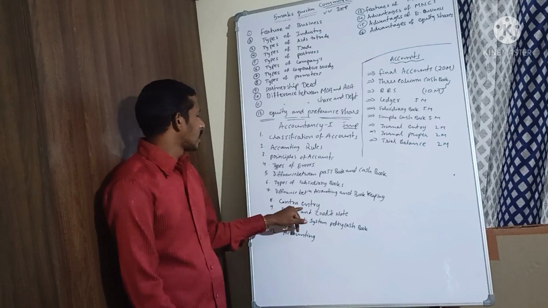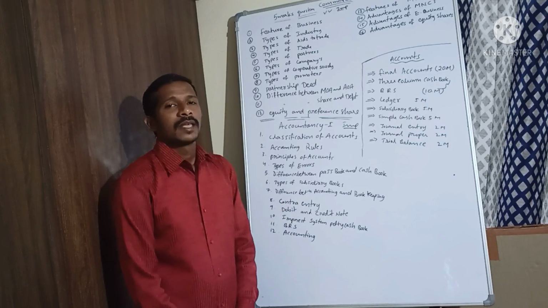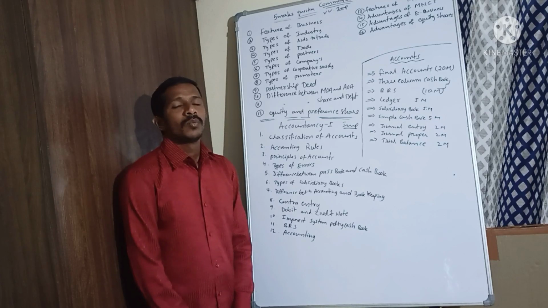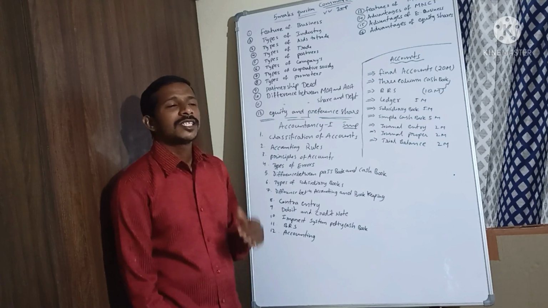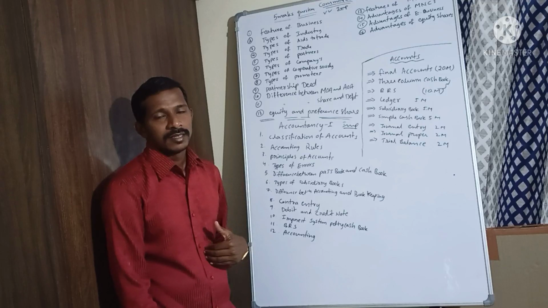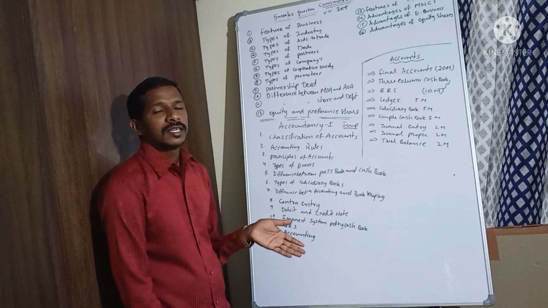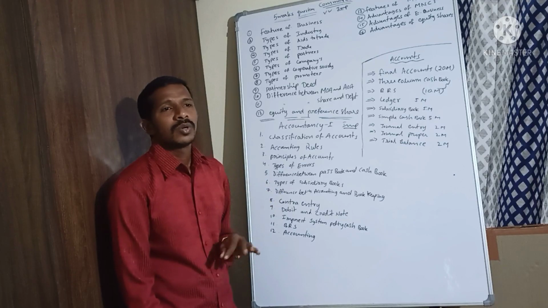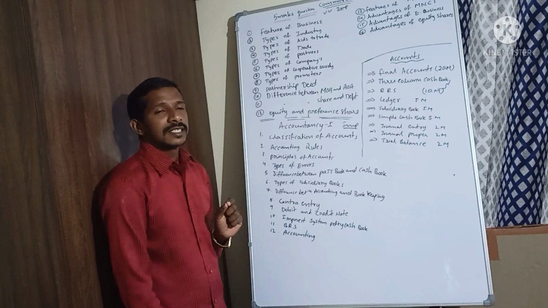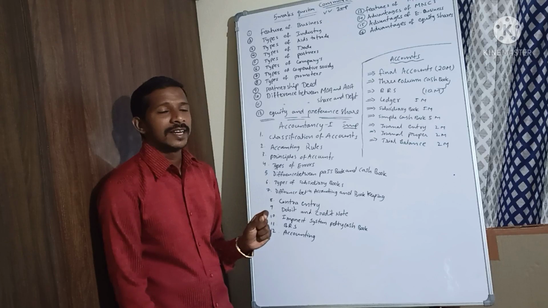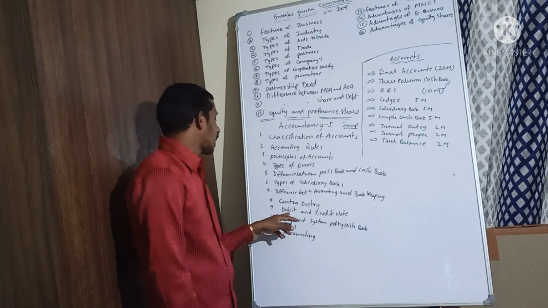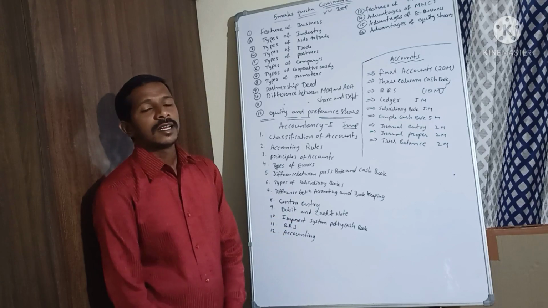Next, eighth one, contra entry. When we are preparing the triple column cash book, one entry will be written as deposited in bank or withdrawn from the bank. That will be written on both sides, debit side and credit side. We are calling it a contra entry. We show it with C. C indicates the contra entry.